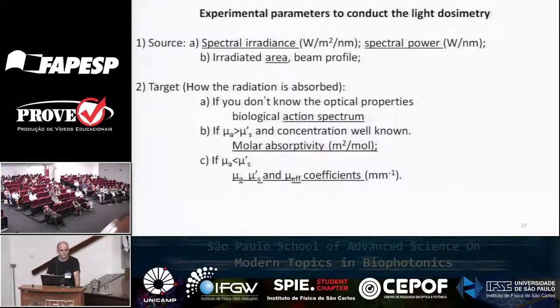If you know something about your sample, and your sample does not have high scattering, no turbidity, you can use molar absorptivity in your laboratory. If your sample is a biological tissue, you have a high scatter. So you must measure the absorption coefficient, the scattering coefficient, and maybe calculate the effective attenuation coefficient.